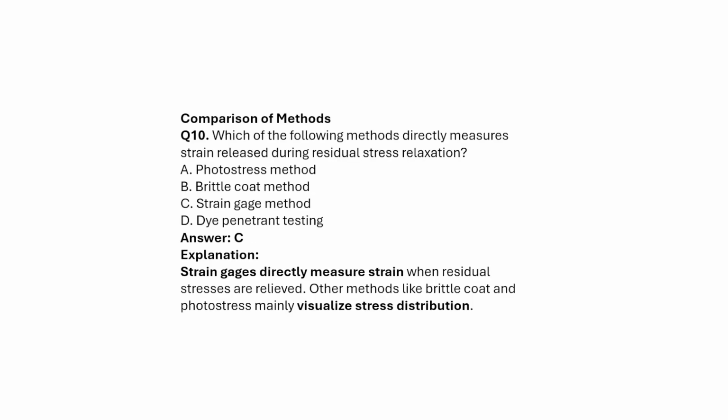Which of the following methods directly measures the stress release during the residual stress relaxation? A, photo stress method, B, brittle coat method, C, strain gauge method, D, dye penetration testing. Answer will be C, strain gauge method. The strain gauge directly measures the strain when residual stresses are released. Other methods like brittle coating and photo stress method mainly give the visual stress distribution.